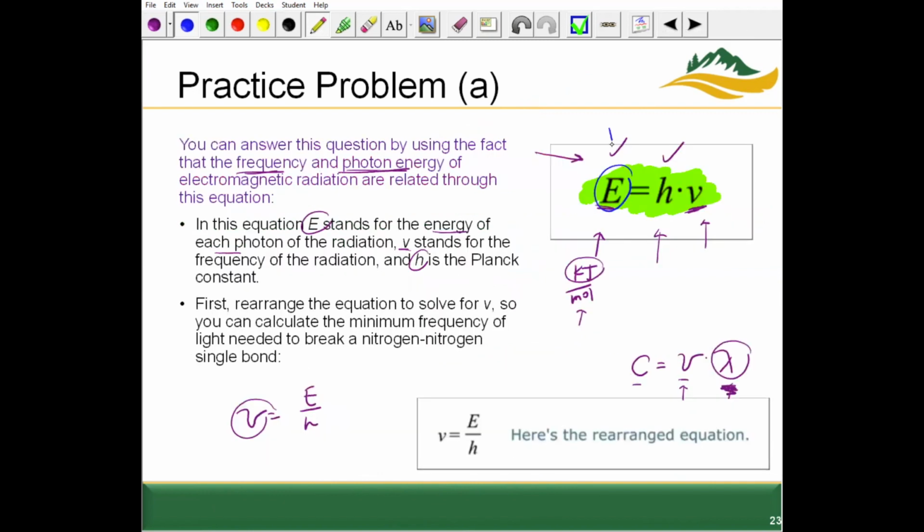So E has to be in joules, not joules per mole, not kilojoules technically because Planck's constant is in joule seconds. So you want this E term to be in joules. Planck's constant is joule per hertz, or same thing as a joule second. So joule second or a joule per hertz. We'll practice using Planck's constant here in just a second. So let's plug in what we know for E, plug in Planck's constant, get a frequency value, then plug in that frequency to get a wavelength.